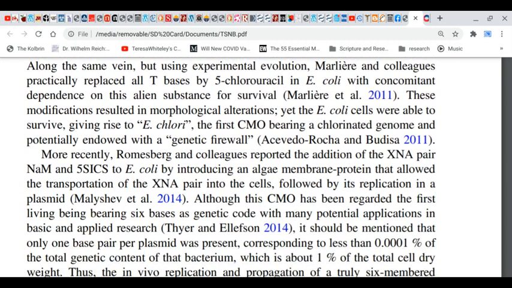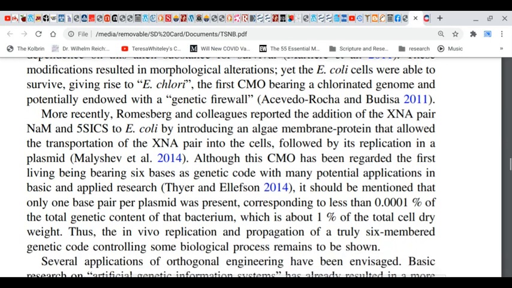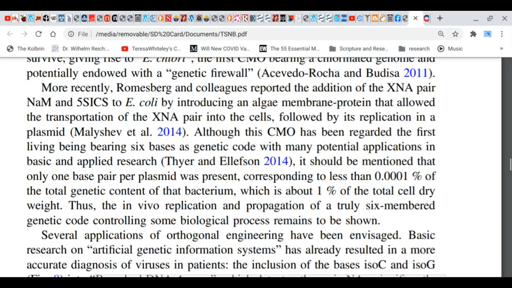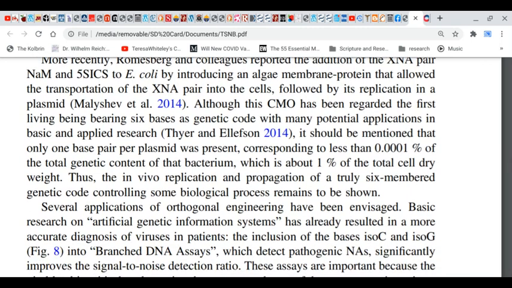More recently, Romesberg and colleagues reported the addition of the XNA pair NaM and 5-SICS to E. coli by introducing an algae membrane protein that allowed the transportation of the XNA pair into the cells, followed by its replication into a plasmid. Though this CMO has been regarded as the first living being bearing 6 bases as genetic code, with many potential applications in basic and applied research, it should be mentioned that only 1 base pair per plasmid was present, corresponding to less than 0.0001% of the total genetic content of that bacterium, which is about 1% of the total cell dry weight.